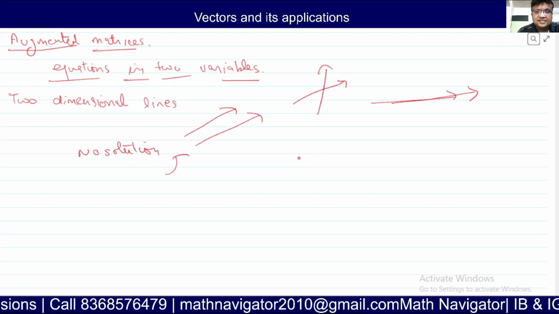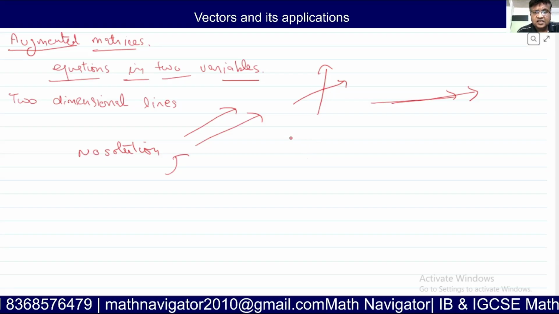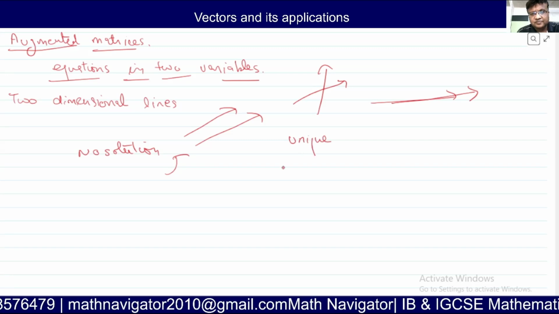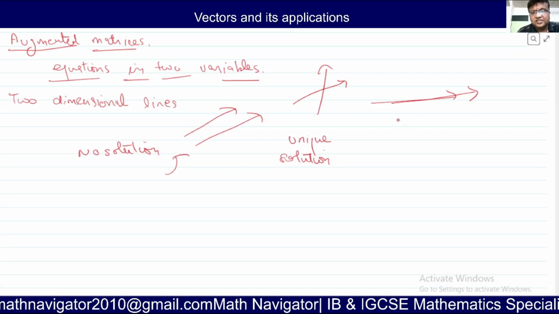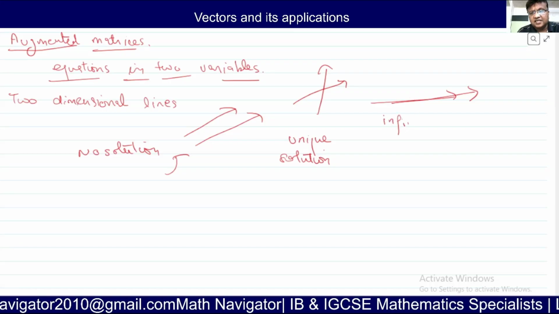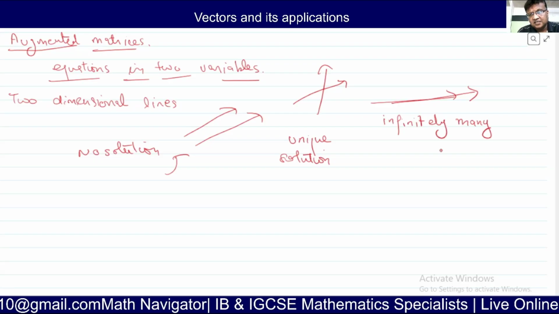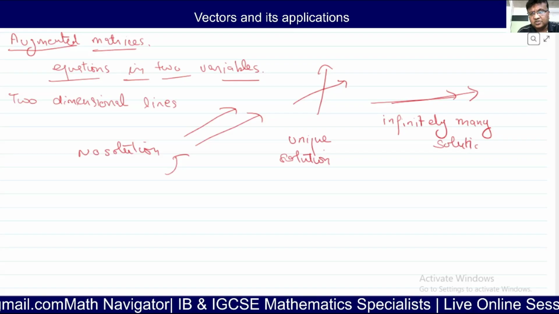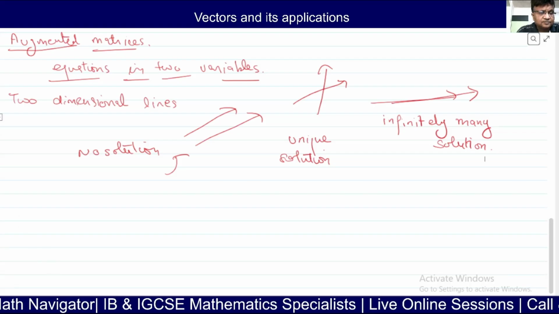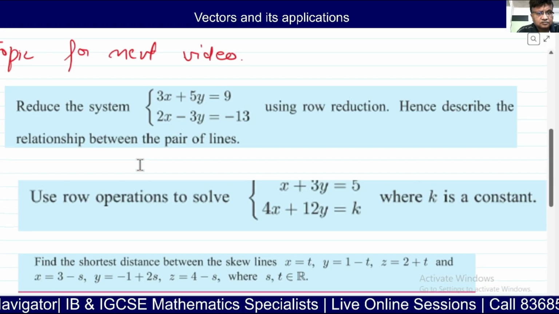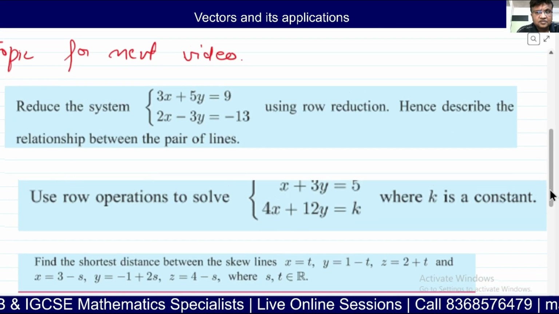When the lines are intersecting like this, we say unique solution. Or when the lines are coinciding, we say infinitely many solutions. I hope this is clear. Once we do a certain question, then we will. So let's take some question, right? So let's take this question.